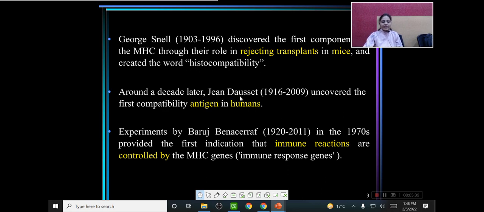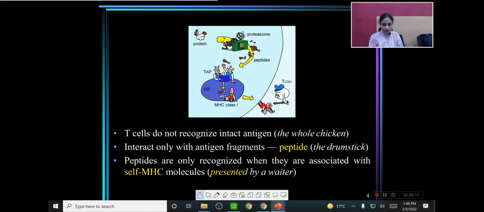Around a decade later, Jean Dausset, 1916 to 2009, uncovered the first histocompatibility antigen in humans. Experiments by Baruj Benacerraf in 1970 provided the first indication that immune reactions are controlled by the MHC gene, that is the immune response gene. And these MHC genes are located on chromosome number 6.